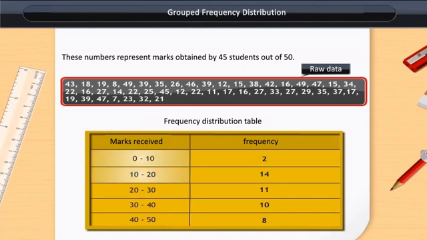These groups are called class intervals. Apart from this, in each group, the number of students is the frequency of the group.